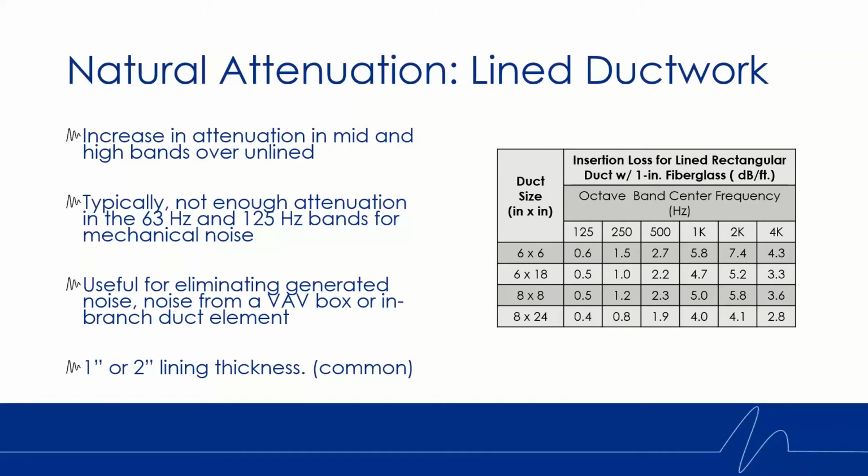Next is lined ductwork. Lined ductwork is going to be just as good as unlined for attenuating those low frequency noises. We're not going to see any additional natural attenuation from this lined ductwork. The reason for that, if we remember back to a few minutes earlier when we talked about wavelength, is that those low frequency wavelengths are very long. They're many feet. A 1 or 2 inch thick piece of duct lining is going to do nothing for that 18-foot long wavelength. Where this lined ductwork is really effective is in those mid to high frequencies.